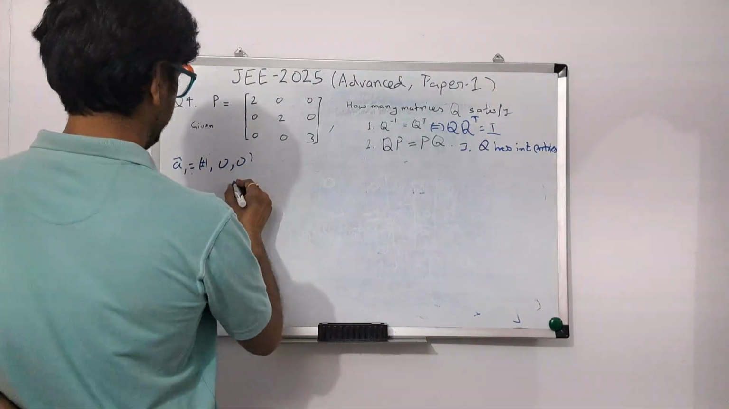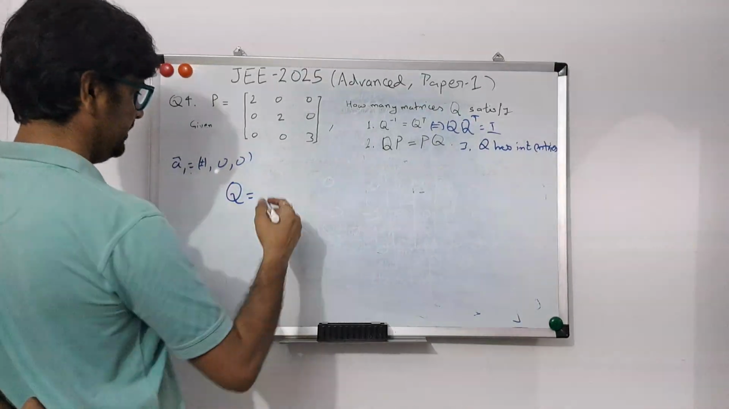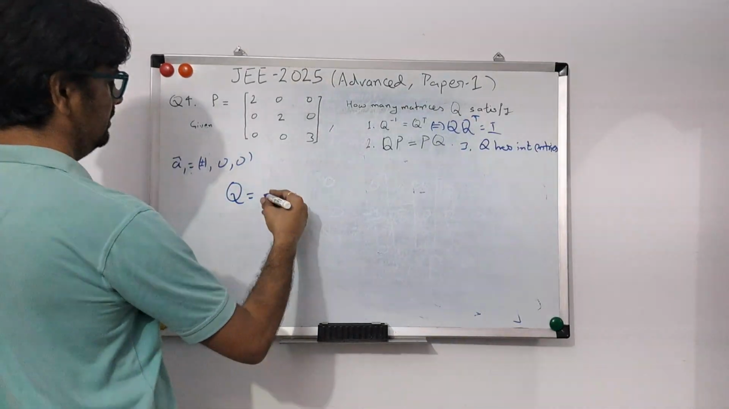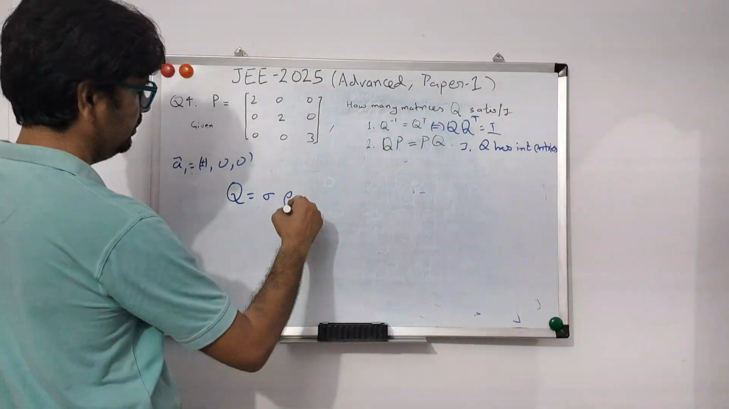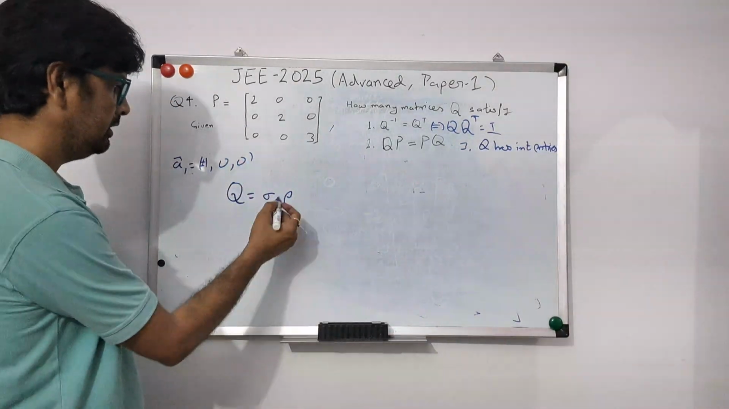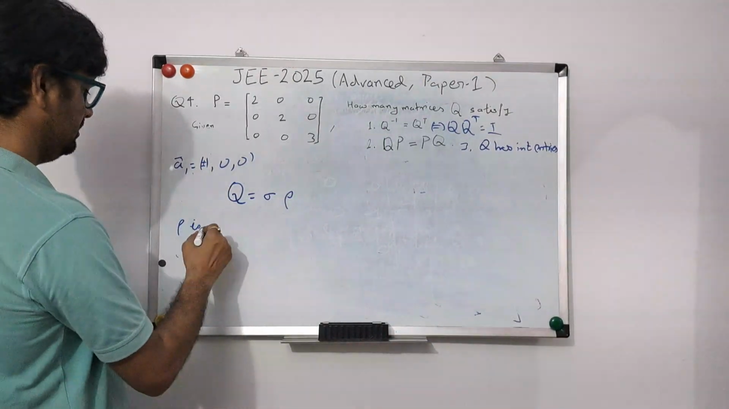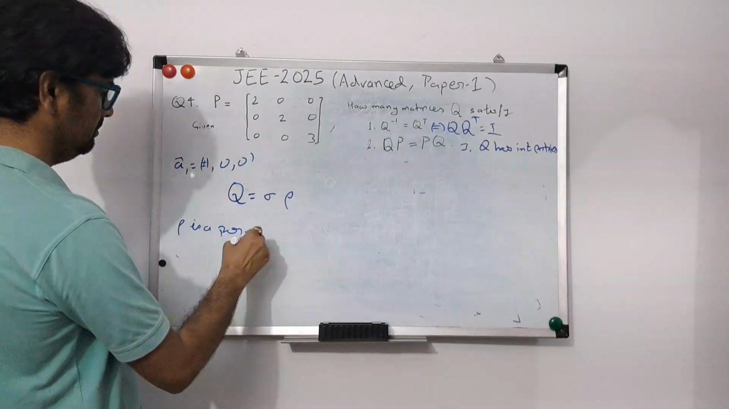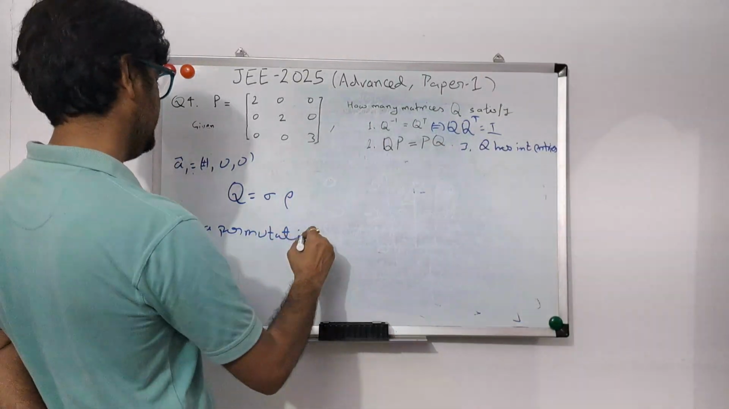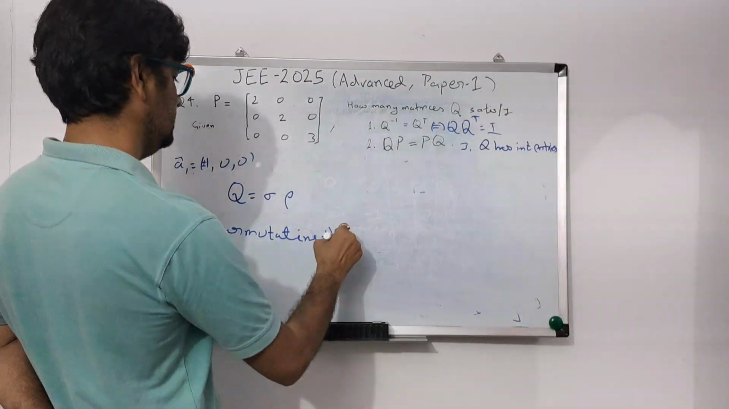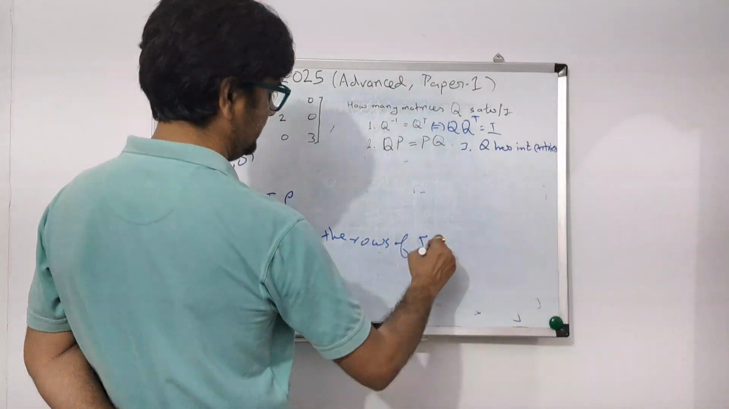So let's write Q as a product of 2 matrices. One is sigma, for sign, and rho is for permuted rows. Rho is a permutation matrix obtained by permuting the rows of the identity matrix. Okay.